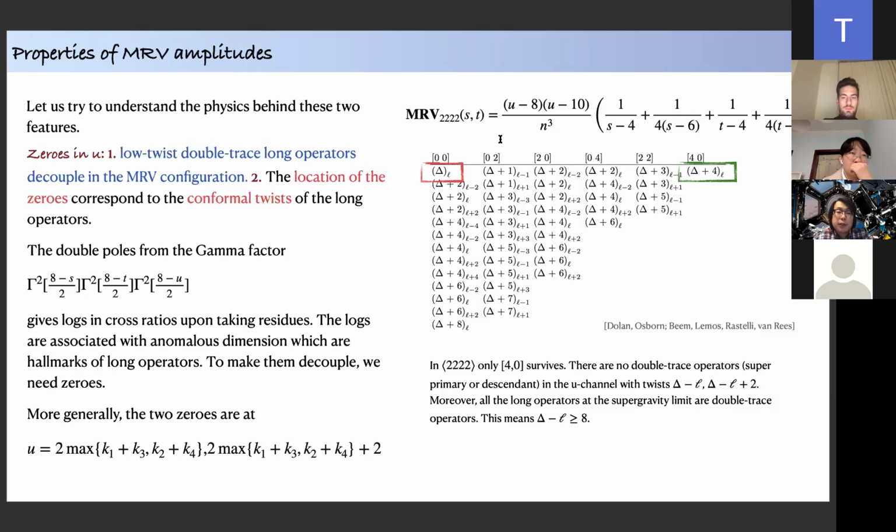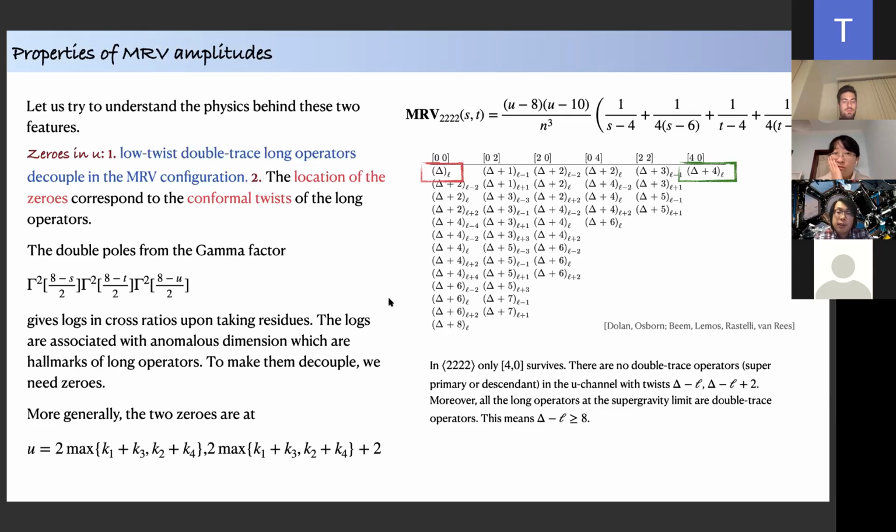The second feature is the factor of zeros. The appearance of zeros means that we have some long operators with low twist. They get decoupled in this MRV configuration. Moreover, the location of the zeros should correspond to the conformal twists of the operators which are decoupled. So let me try to explain these two points using this simple correlator here.